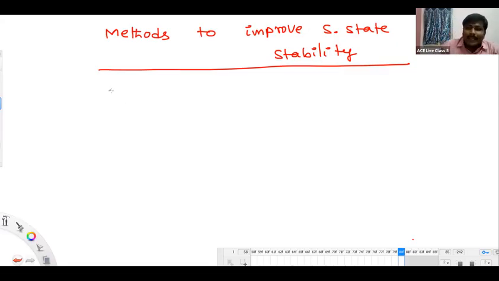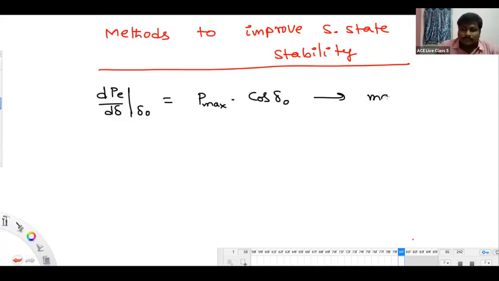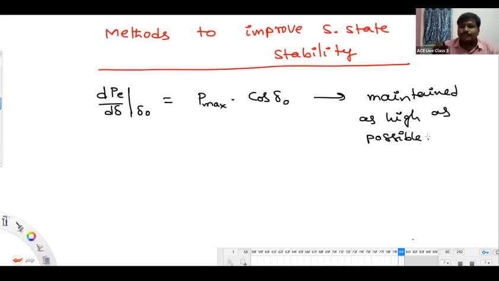That is making the synchronizing power coefficient at the present operating condition as high as possible. So dP by d delta at the angle delta naught, which is nothing but P maximum cos delta naught, should be maintained as high as possible. That's it. Right.